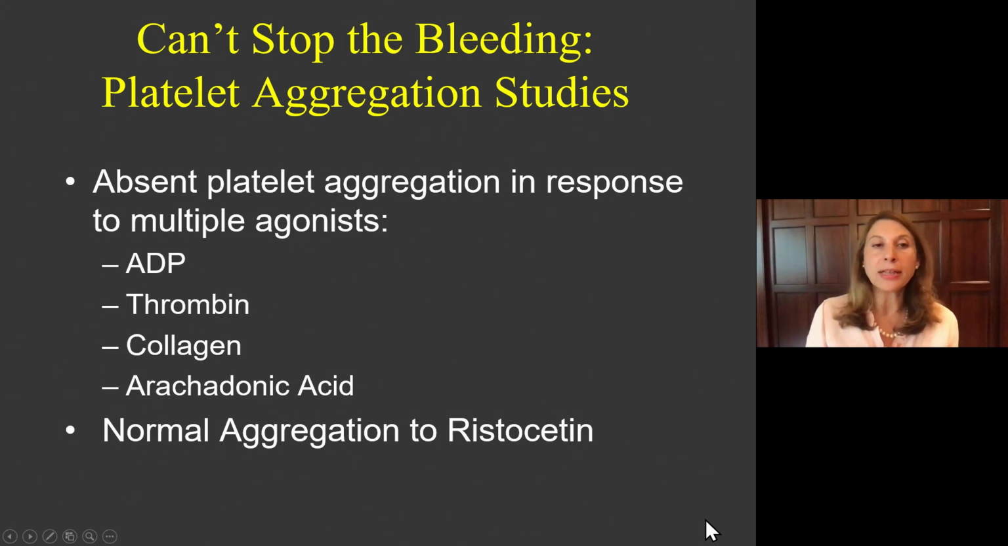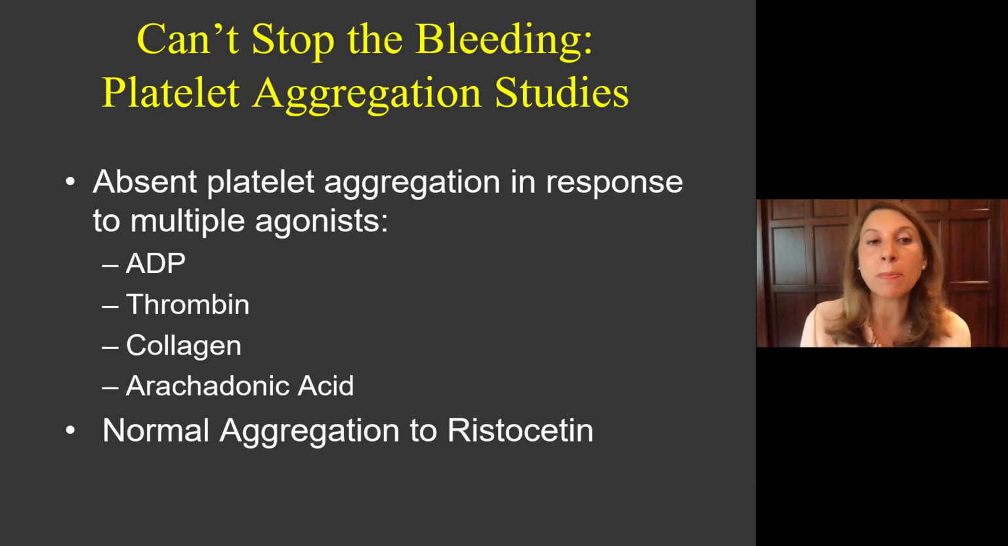When you look at the platelet aggregation studies, you see that there is absent aggregation in response to multiple agonists, including ADP, thrombin, collagen, and arachidonic acid. But you have normal aggregation in response to ristocetin.